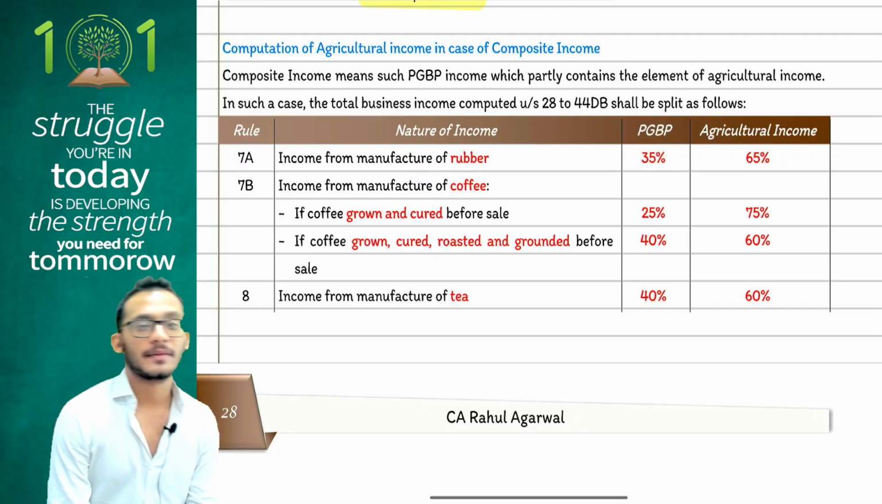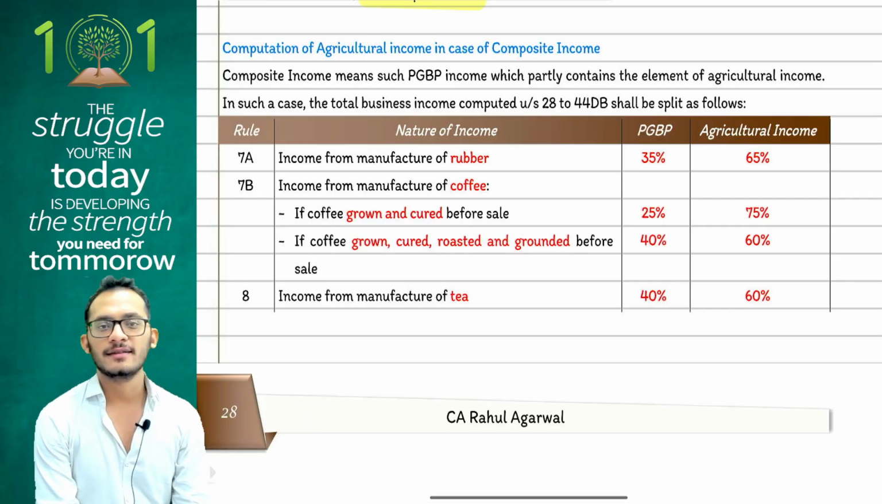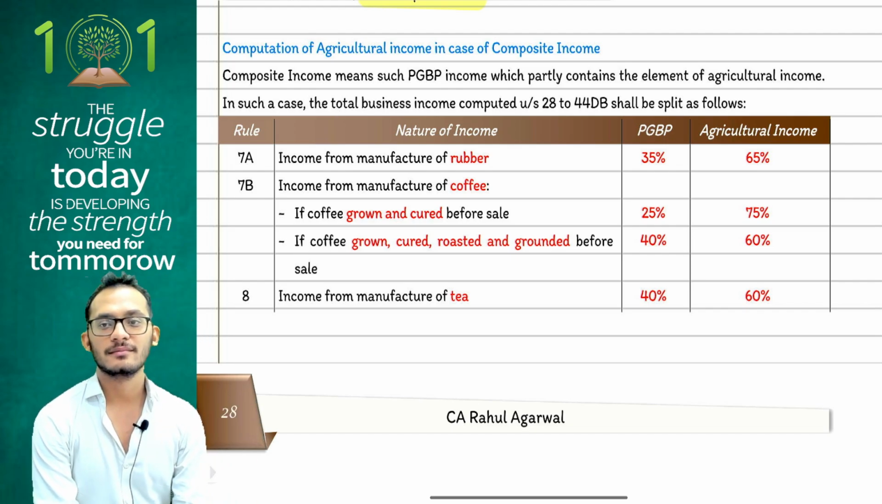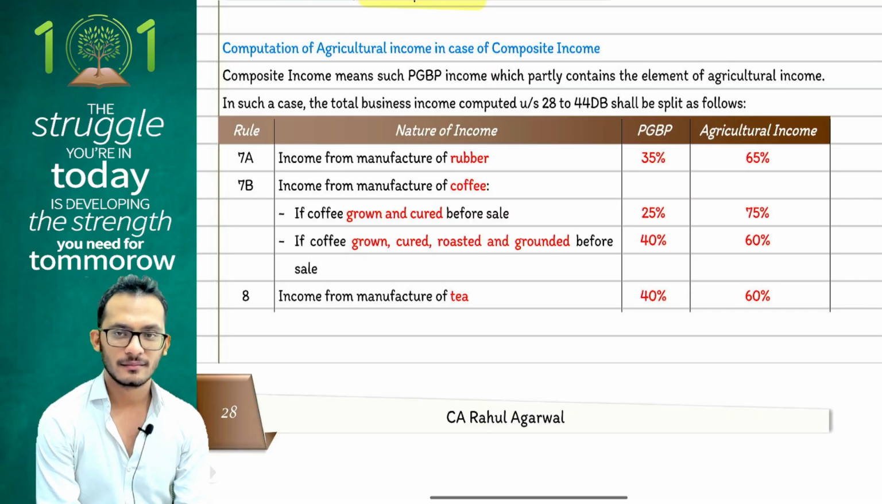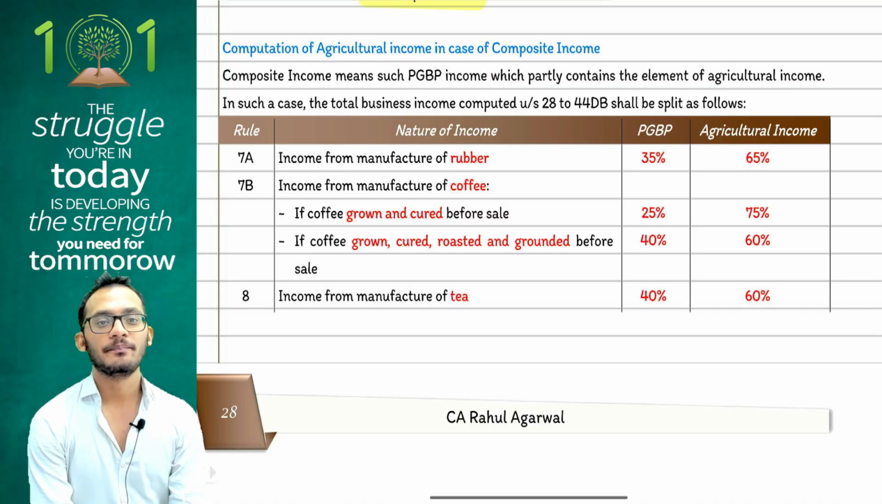Any doubts on the split? Are we clear to go? With this, we are done with what is called agri income. Any doubts on this chapter? Only things to be kept in mind from an exam perspective: agriculture should happen in India. If it happens outside India, it is fully taxable.